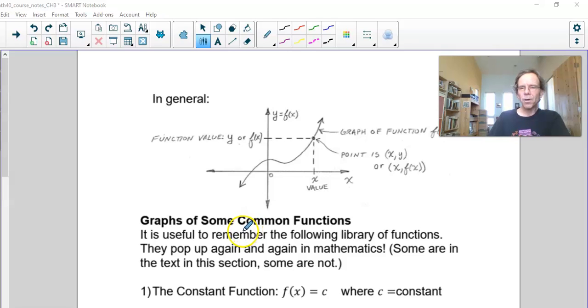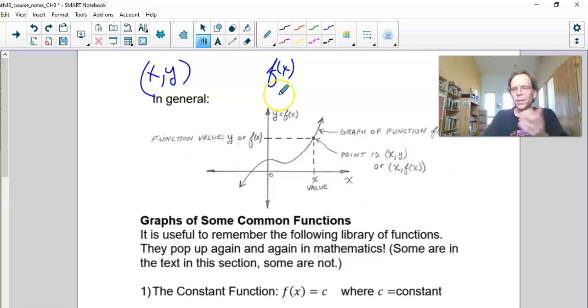We are going to go over graphs of functions and talk about some important functions that you should remember what the graphs look like. So first of all, what is the graph of a function? The graph of a function is nothing other than the x and y values that satisfy the recipe you're given for that function.